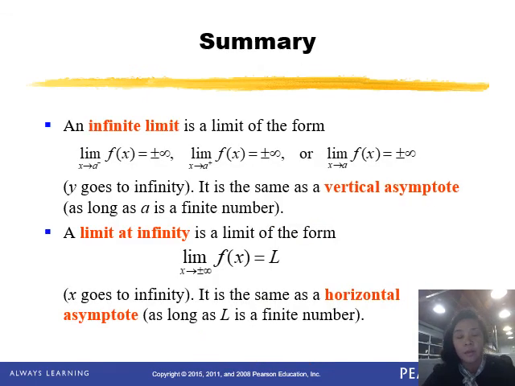So that's an example. All right, that is section 2.2, and I will move on to the next section, which is really important: derivatives.